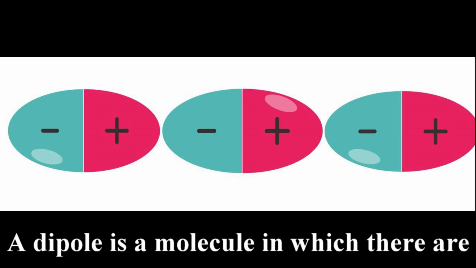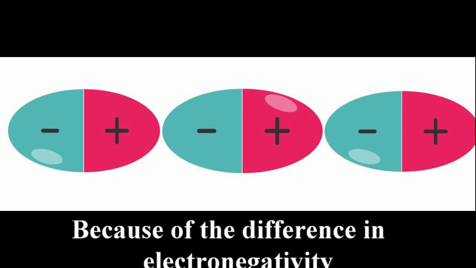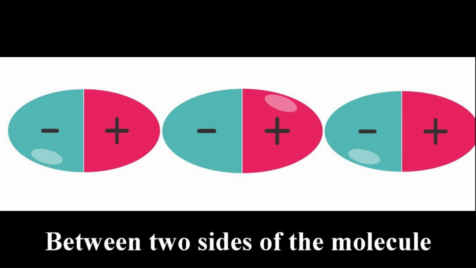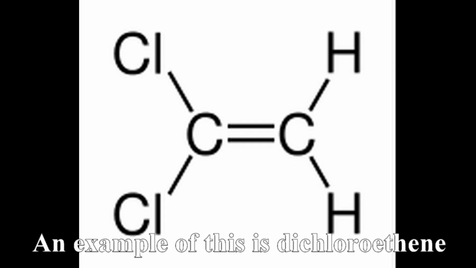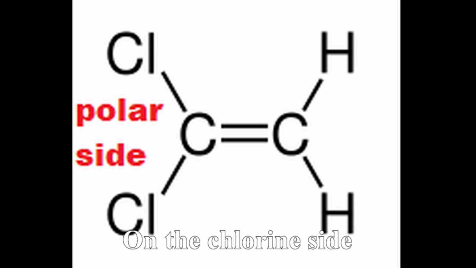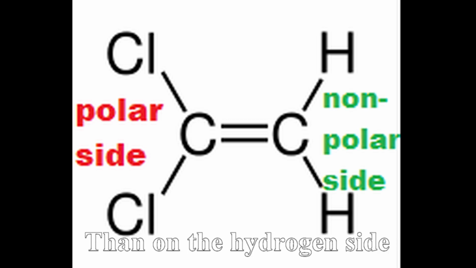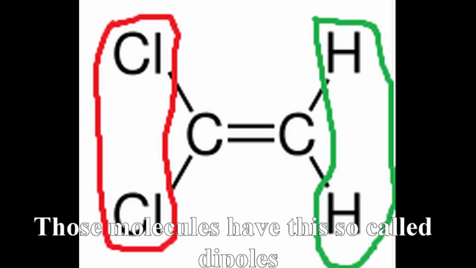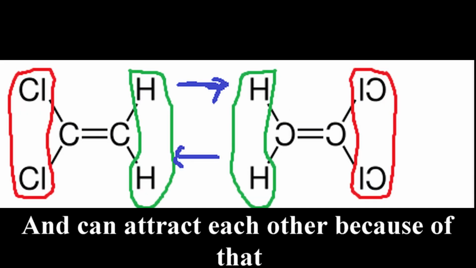A dipole is a molecule in which there are two small poles because of the difference in electronegativity between two sides of the molecule. An example of this is dichloroethene, where the electronegativity is stronger on the chlorine side than on the hydrogen side. Those molecules have so-called dipoles and can attract each other because of that.